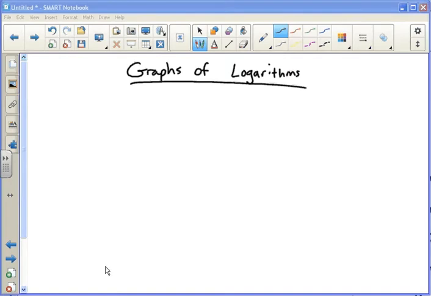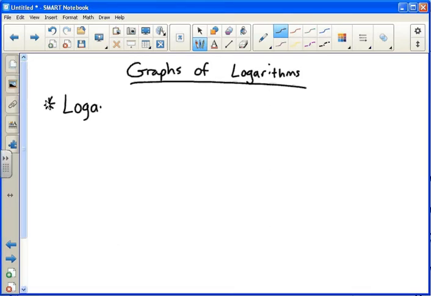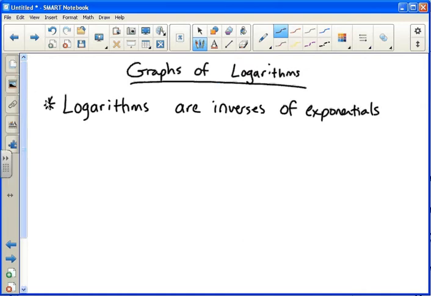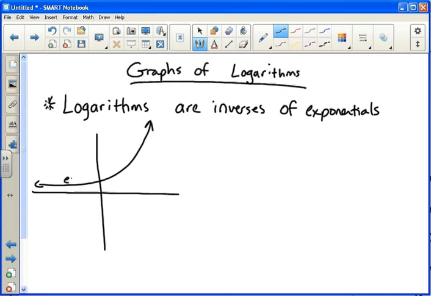The next thing we're going to look at is the graphs of logarithms. First thing I want to make sure is clear is that logarithms are inverses of exponentials. Remember, we started this unit with exponential functions. I'm going to show you just general graphs of each one so you can remember what they look like. Here's an exponential function. And then here is a logarithm.